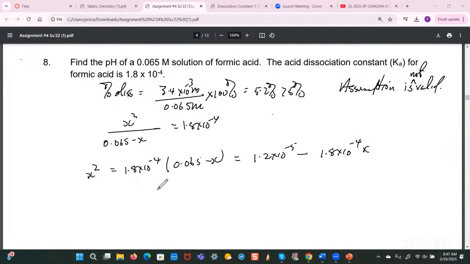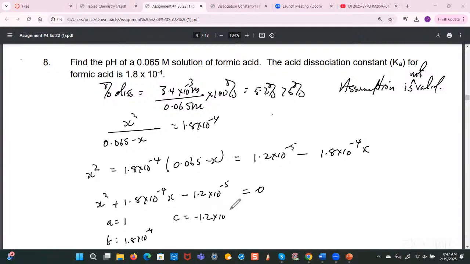And then we bring everything over to one side, and you're going to end up with x squared plus 1.8 times 10 to the minus 4 x minus 1.2 times 10 to the minus 5, and that will be equal to 0. So A is going to be equal to 1, B is going to be equal to 1.8 times 10 to the minus 4, and C is going to be equal to minus 1.2 times 10 to the minus 5. So what I'm going to do is go to my trusty quadratic calculator online.